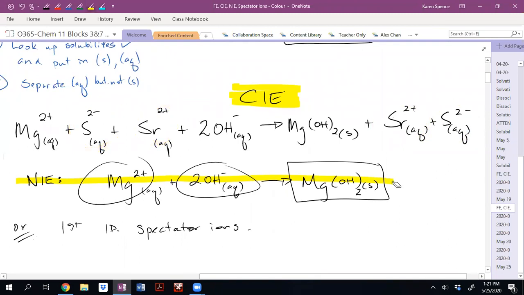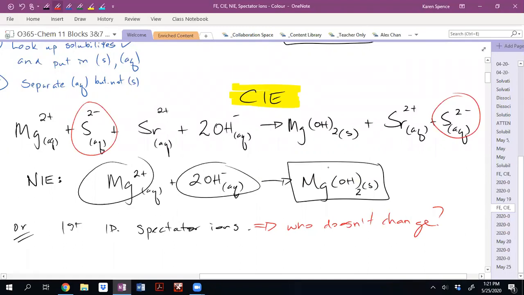The other way to do it is just backwards from that. You identify your spectator ions first, and you do that by saying, who doesn't change? Well, sulfide starts as S2- and sulfide finishes as S2-. It's identical from side to side. Strontium starts as Sr2+ and it finishes as Sr2+.